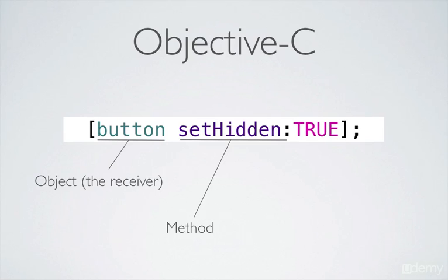In this case, the method is setHidden, and it's telling the button, which is the object, that it needs to do something called setHidden. Some methods need more information on what they should do. This is called an argument. In this case, the argument is true, but we could just as easily put false if we wanted the button to not be hidden. Some methods take multiple arguments.